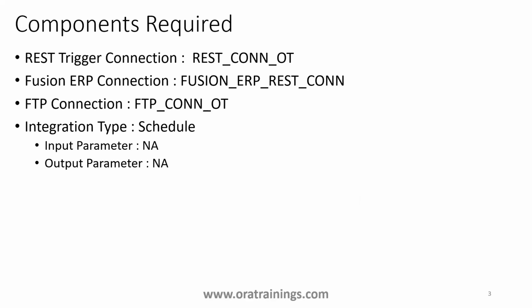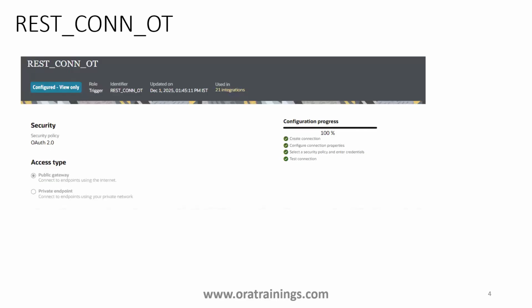The components required for this integration are three connections: the REST trigger connection, the Fusion ERP connection, and the FTP connection. The integration type we are using is schedule type, and we are not considering any input or output parameters now.